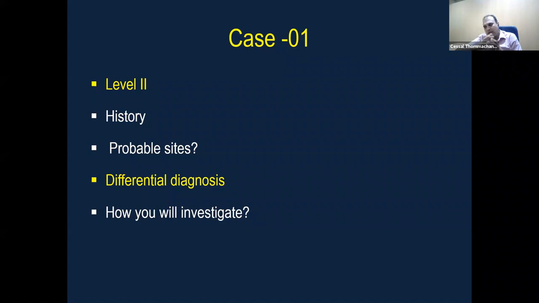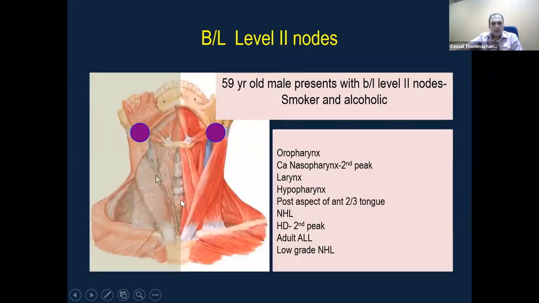And another important thing, you do not usually come across gingivobuccal complex tumors draining directly into the level 2 lymph node without involvement of the level 1 lymph node. So these are the probable primary sites: oropharynx, larynx, hypopharynx, nasopharynx, and the posterior aspect of the anterior two-thirds of the tongue.